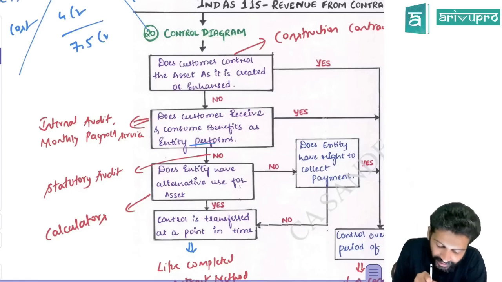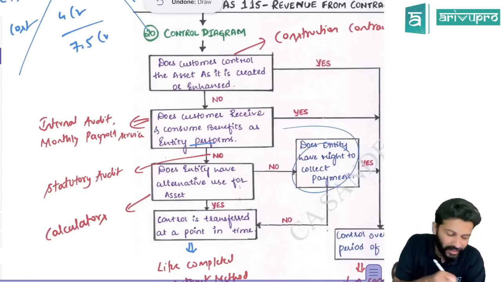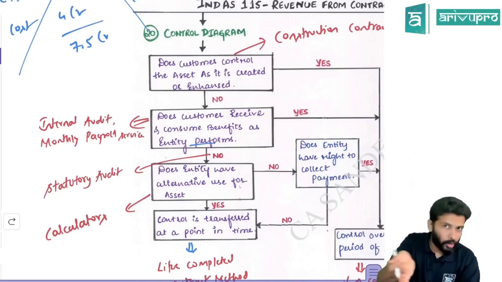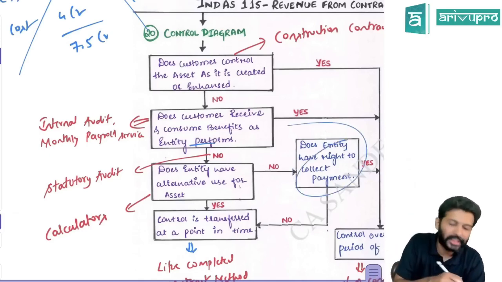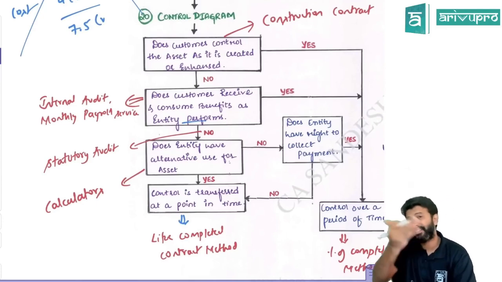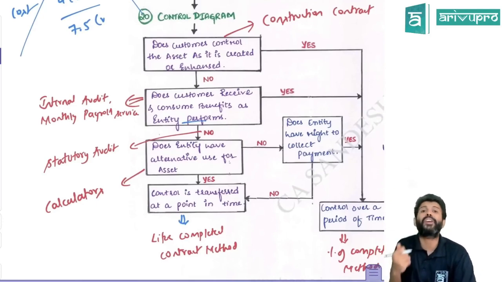So does our entity have alternate use? No. Does the entity have a right to collect the payment? Payment here includes what, sir? Including margin also. So you don't have alternate use of the asset, but at least you have a right to collect the payment. If you say yes, I don't have alternate use, but I have a right to collect the payment for the work.